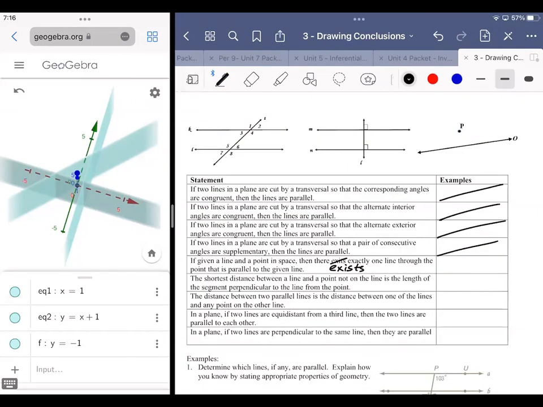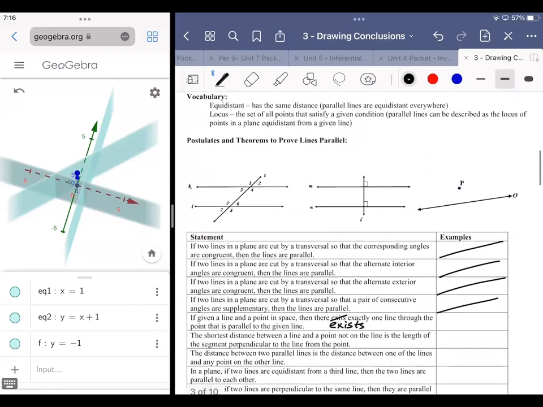So we can work the other way. We have some new vocabulary here. Equidistant has the same distance. It's a smushing together of equal and distance, or distant, equidistant.